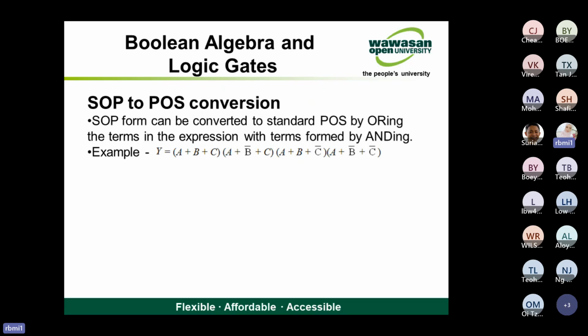Take for example a three variable expression with variables A, B, and C. If there is a term A where B and C are missing, then we form two terms, B multiplied by B complement and C multiplied by C complement, OR with this term. Therefore we can get the expression.